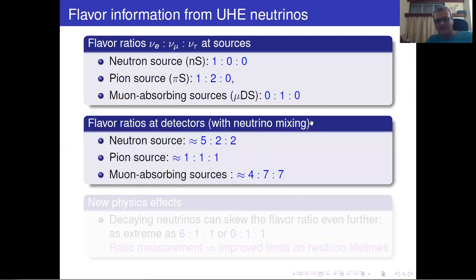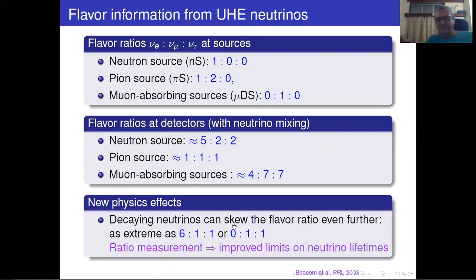If you put them in, then these ratios from the three sources become, as I showed on this slide, different. Don't look at the numbers. As long as you notice that the numbers change from the top block to the bottom block, that's neutrino oscillation. Now, some very typical new physics effects can change these ratios by a very large amount. So, for example, if neutrinos decay, then we can actually get flavor ratios which are as extreme as 6:1:1 or 0:1:1, depending on which neutrino decays. So, measurements of these ratios will give us improved limits on the lifetime.